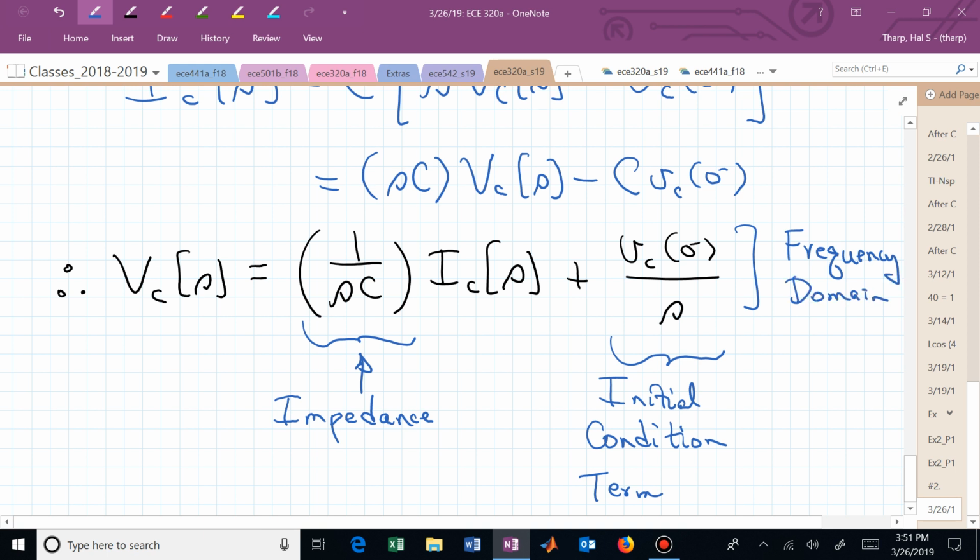This equation, we've now moved into the frequency domain. And now let's draw this equation as a circuit. We now have the voltage across the capacitor really consisting of two terms. One term is due to the impedance of that capacitor, and another term is due to the initial conditions. It's a series connection making up that one voltage across your capacitor.